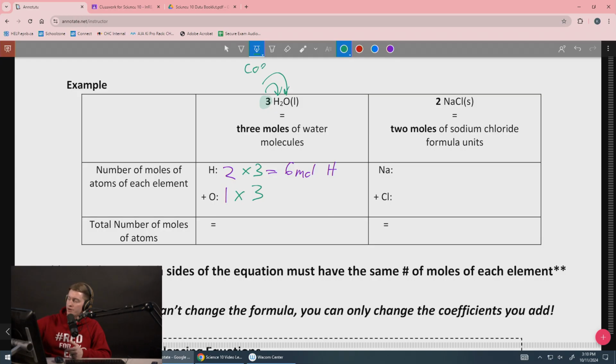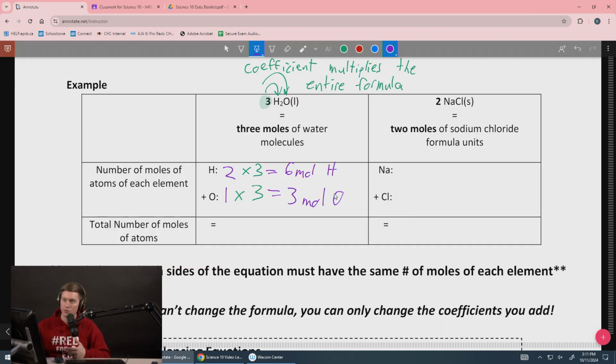I'm just going to write a note here. The coefficient multiplies the entire formula. So it multiplies our 2 hydrogens inside the water molecule to give us 6 hydrogens. It also multiplies our 1 oxygen to give us 3 moles of oxygen. So in total, we have 9 moles of atoms.